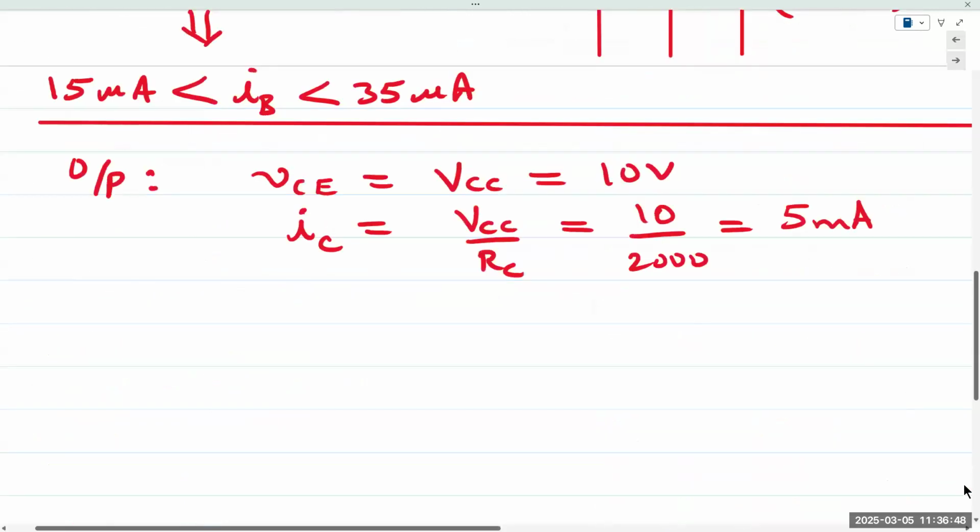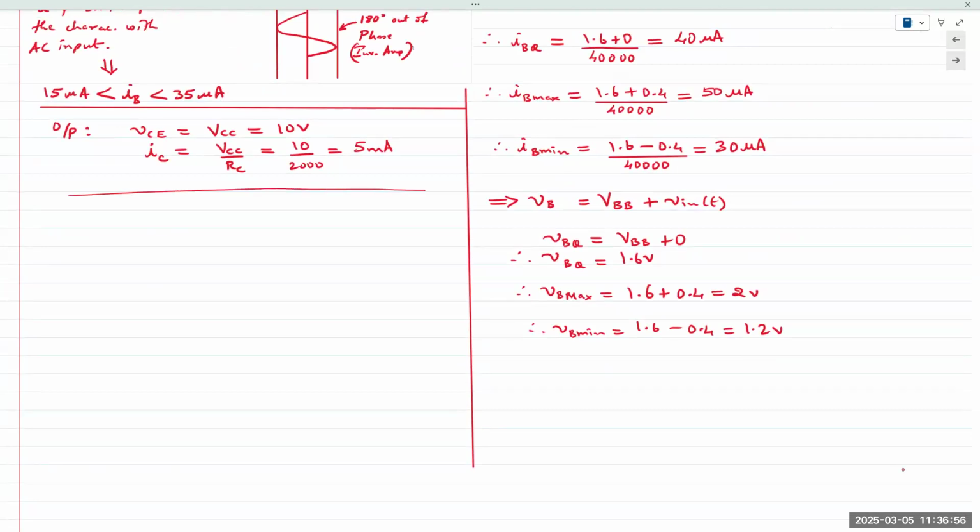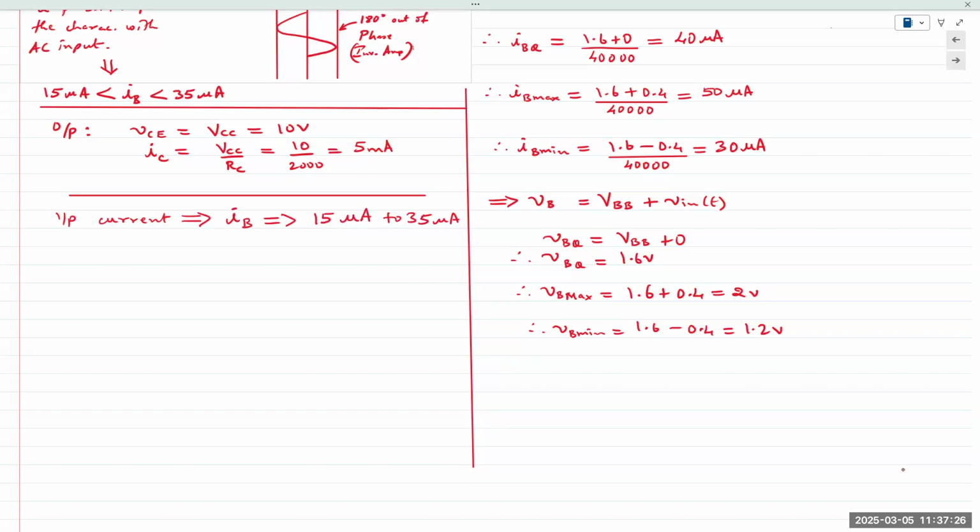All right, so one final observation would be that the input current, what is our input current? Which quantity is our input current? IB. IB ranges from 15 to 35 microamps. Our output current is IC, and IC ranges from 1.5 milliamps to 3.5 milliamps.